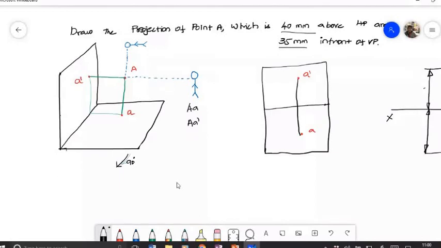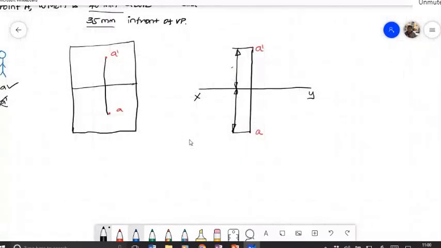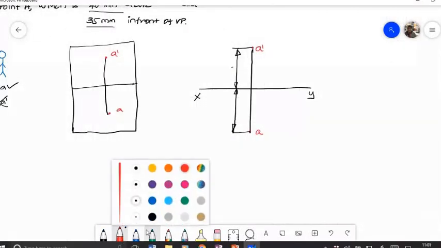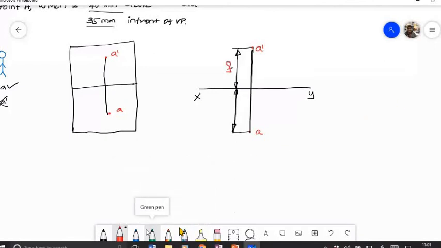A A will be visible, whereas A A dash will look like a point. Am I right? Yes, sir. So that means this distance will not be visible. Only the distance above HP will be visible. So in the front view, that distance will be visible, which is 40. So this will be 40, and this will be your 35. Am I right? Yes. So this is how you need to draw in the drawing sheet.